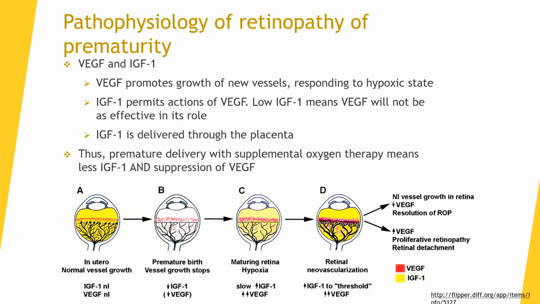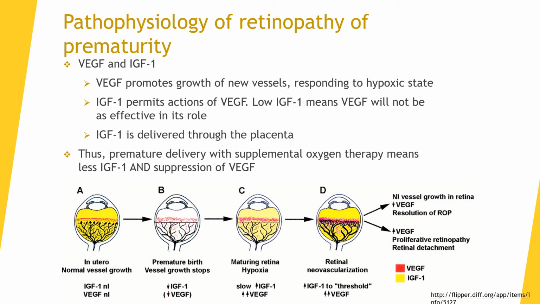As we talked about, VEGF promotes the growth of new vessels and responds to a hypoxic state. IGF-1 is another hormone that permits the action of the VEGF. Low level of this hormone means that VEGF may not be as effective in its role. So although there's a hypoxic state in the retina and there's a lot of VEGF, if there's low IGF, the VEGF will not be able to exert its full effects to angiogenesis.